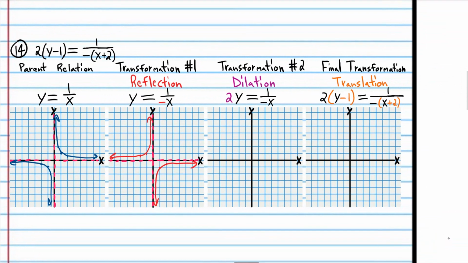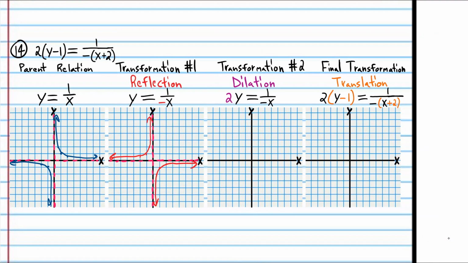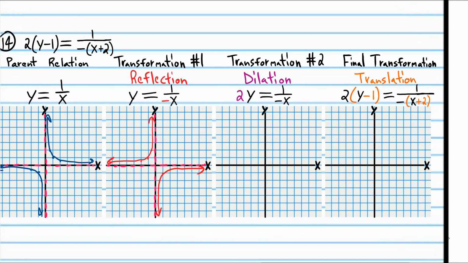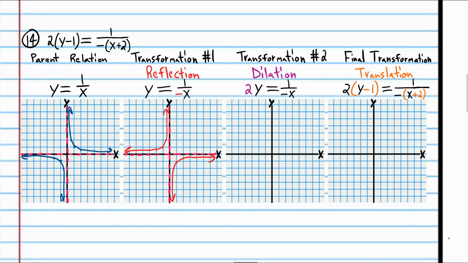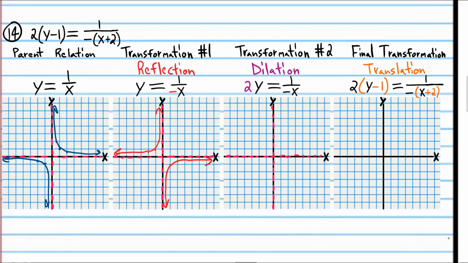And now we're going to replace y with 2y, and that divides all the y values of the graph in the previous equation by 2. But that does not change the position of the asymptotes because, again, they're already on the axes. So divide by 2.